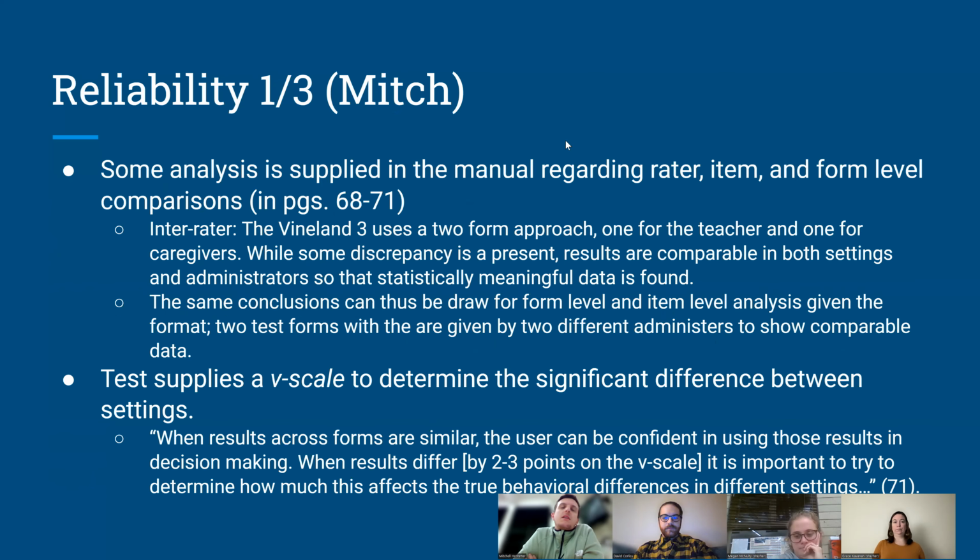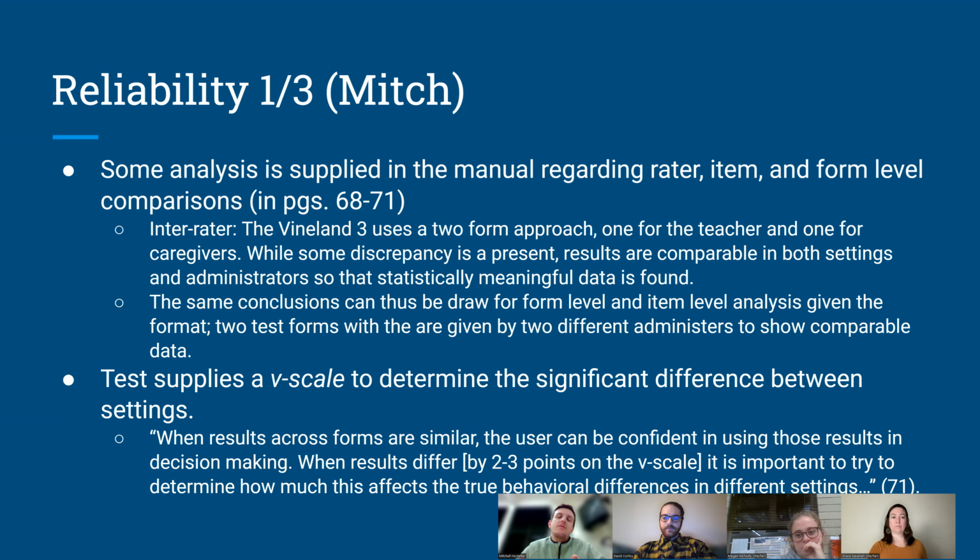So I looked at the reliability and validity of the test. Some analysis is supplied in the manual for the Vineland 3 regarding rater, item, and form level comparisons. The Vineland 3 uses a two-form approach. One is given to parents and caregivers, while the other one is given to the teacher.